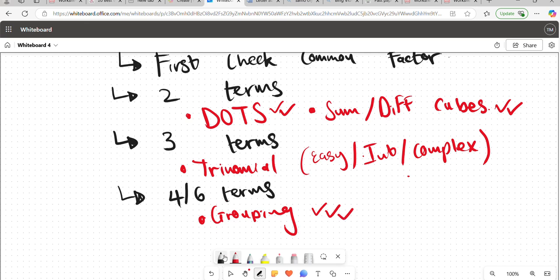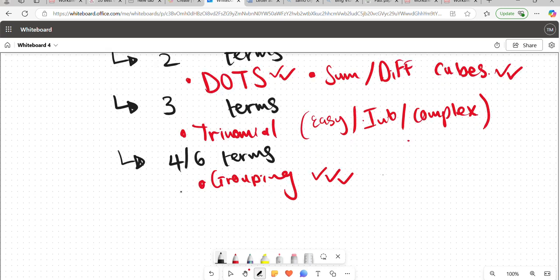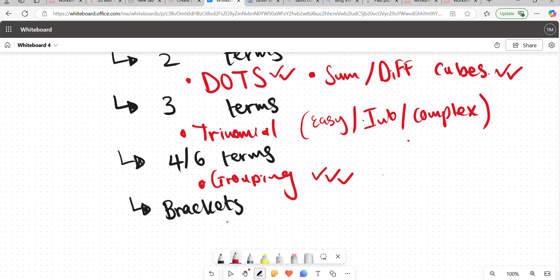Then one last thing I did not include is obviously if it has a common bracket. If you see brackets, then it's most probably a common bracket. If you see the same bracket, let me put the bracket being the same.